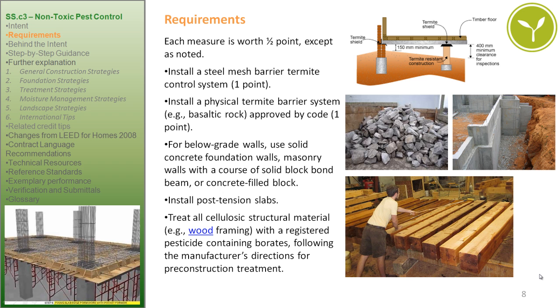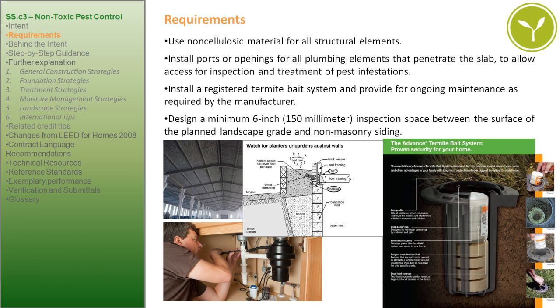For below-grade walls, use solid concrete foundation walls, masonry walls with a course of solid block bond beam, or concrete field block. Install post-tension slabs. Treat all cellulosic structural material, example wood framing, with a registered pesticide-containing borates following the manufacturer's directions for pre-construction treatment. Use non-cellulosic material for all structural elements.